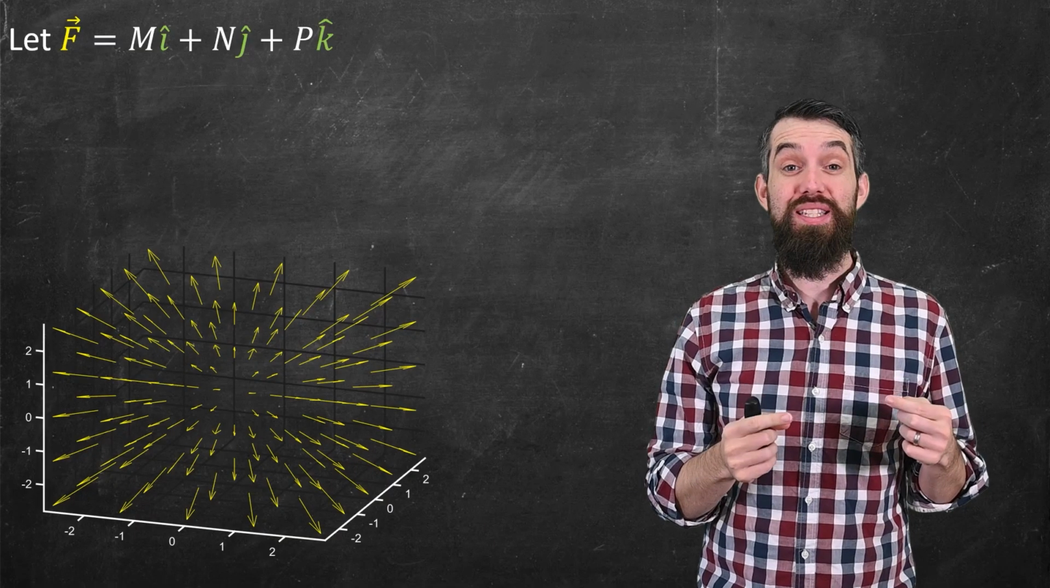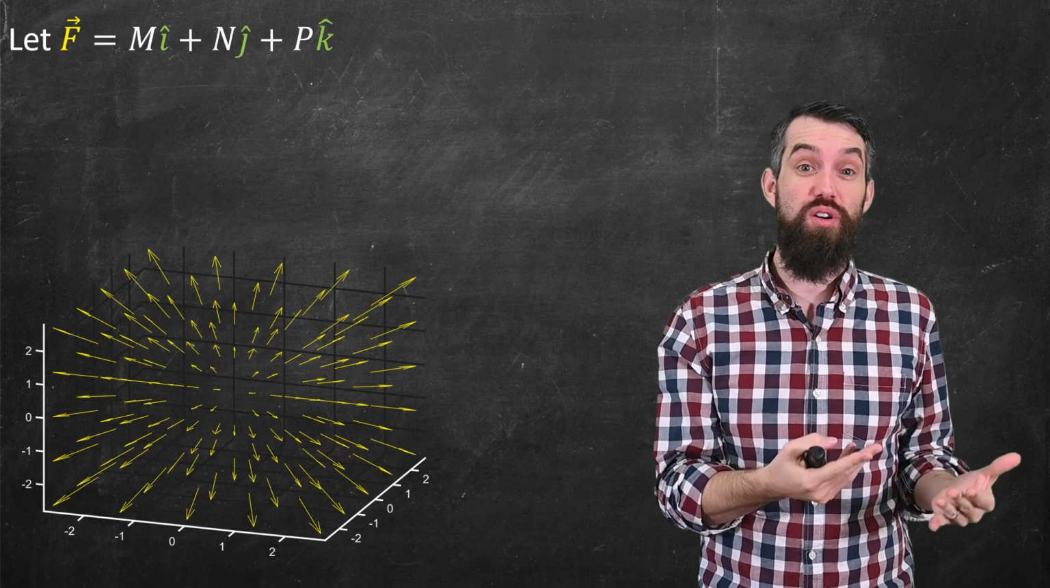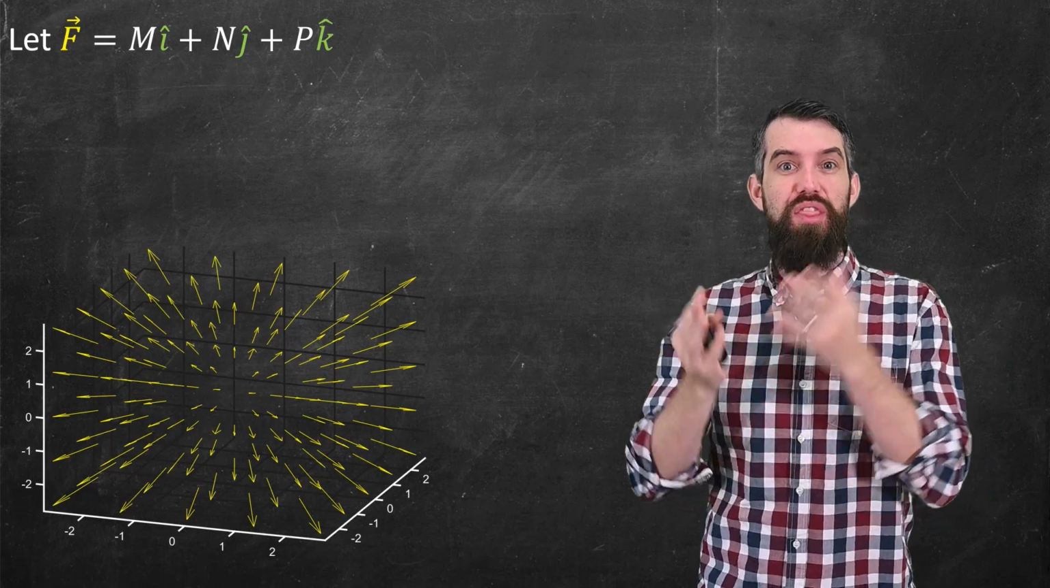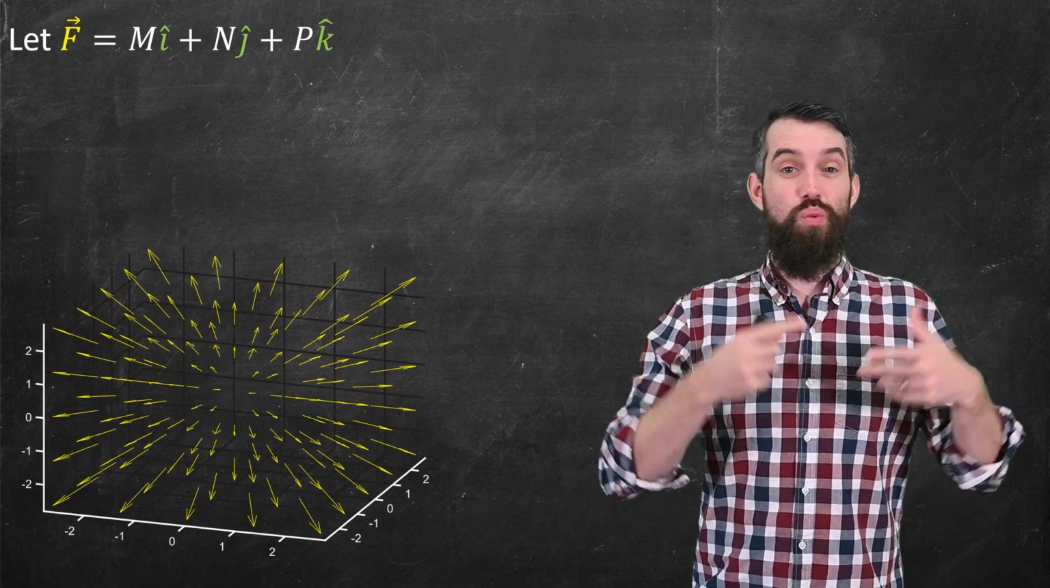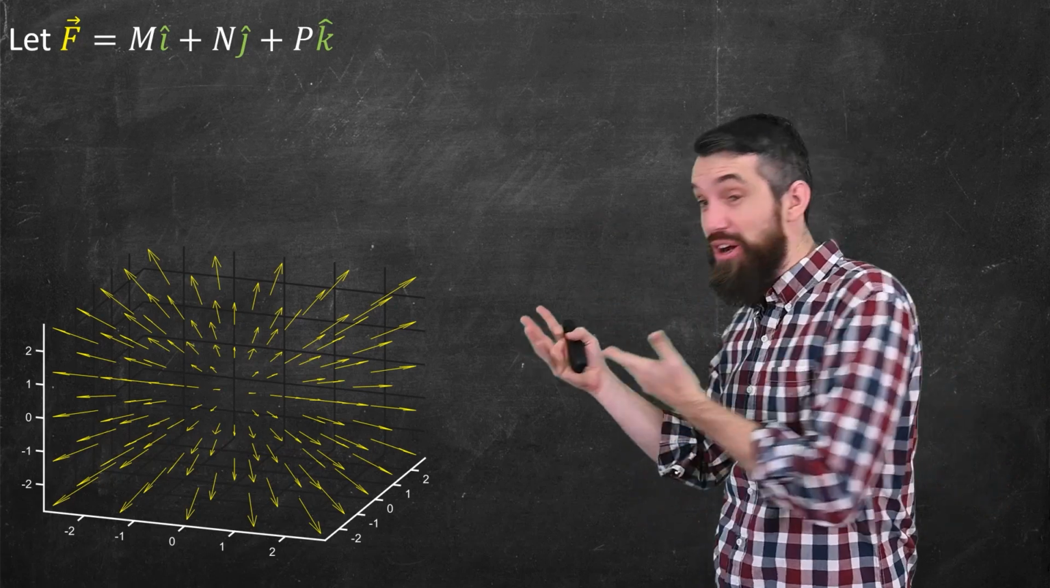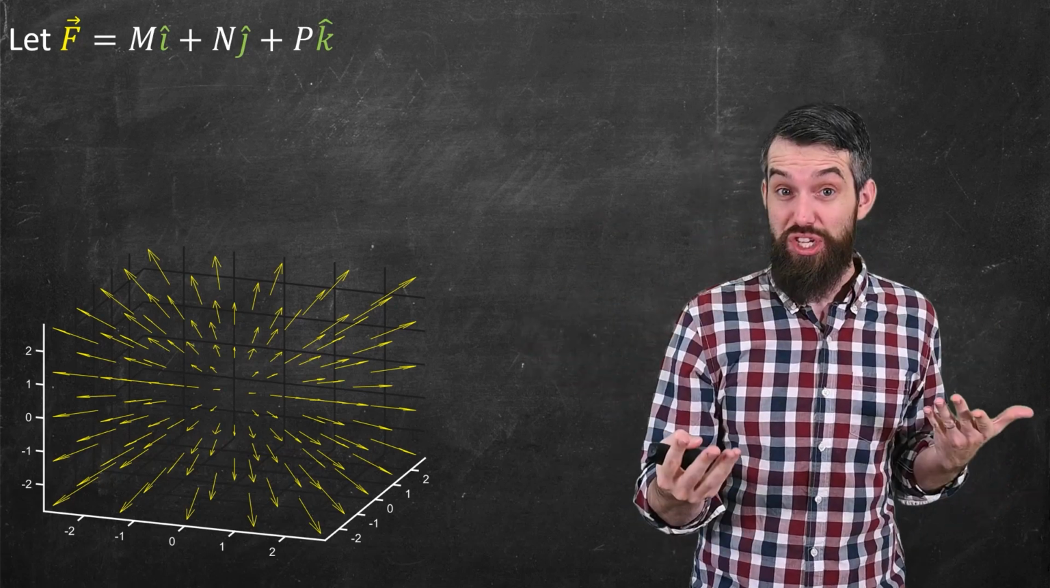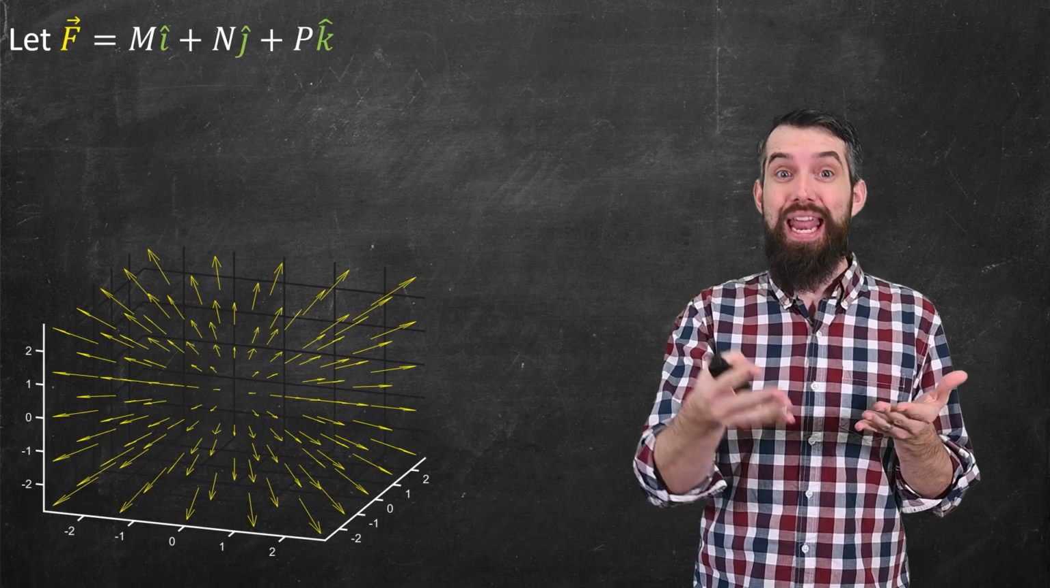In this video, we're going to see the final major theorem of our vector calculus course, the divergence theorem. So what are we talking about? I'm going to begin with the vector field. This is a three-dimensional vector field. It's got components M, N, and P.